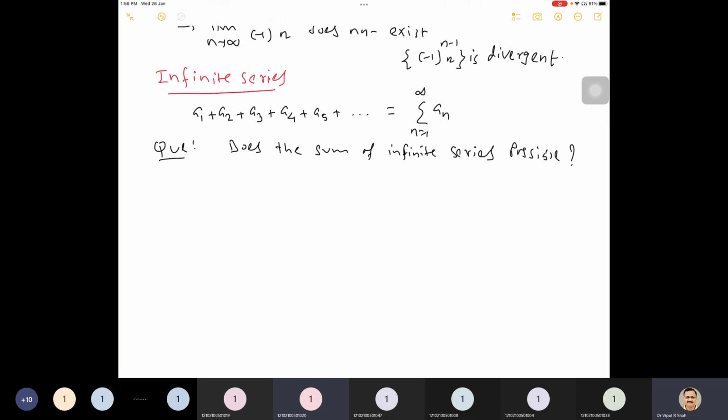The question is, what is the sum? There are two things now. Is the sum of an infinite series possible?